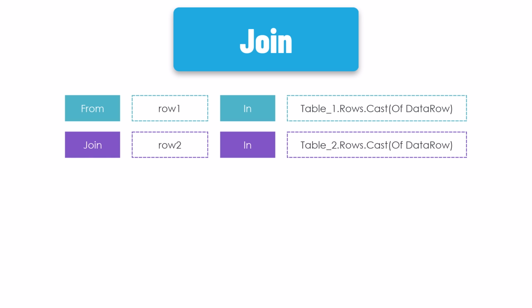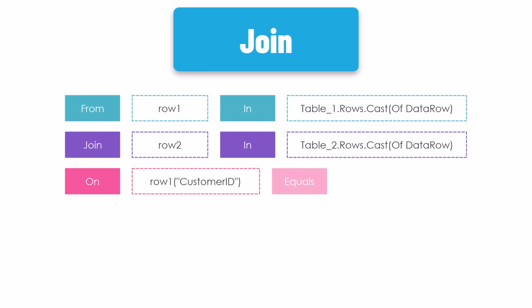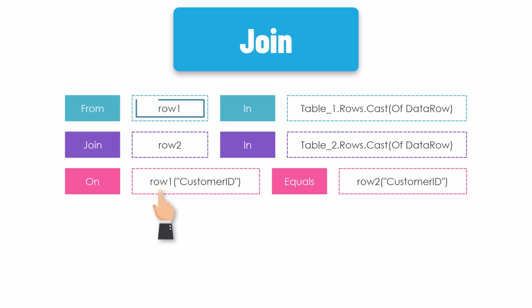To do that, I will first write on, then the first key from the first table in this way, then equals, then the second key from the second table. As you see, I use the variable of the first table to set the first key, and also the variable of the second table to set the second key. This is how to use join clause in general.